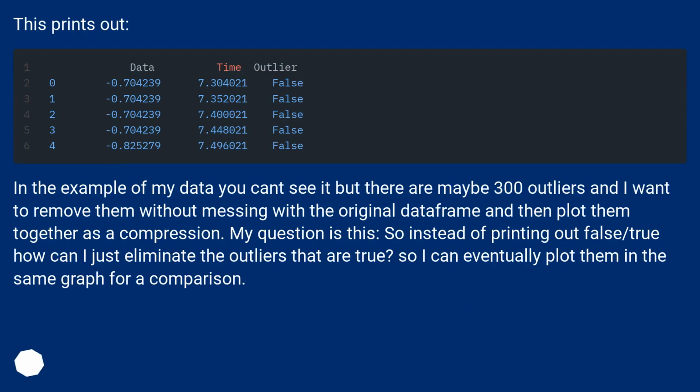This prints out. In the example of my data you can't see it, but there are maybe 300 outliers and I want to remove them without messing with the original dataframe and then plot them together as a comparison. My question is this: instead of printing out False/True, how can I just eliminate the outliers that are True, so I can eventually plot them in the same graph for a comparison?